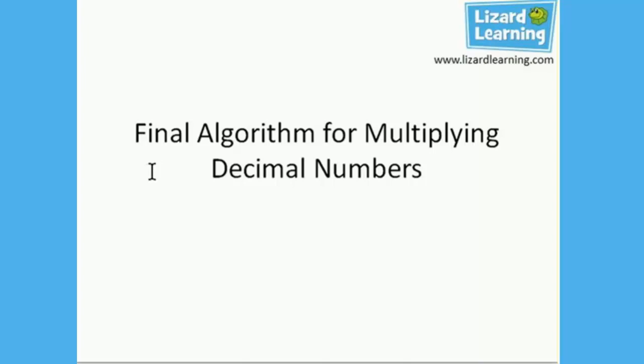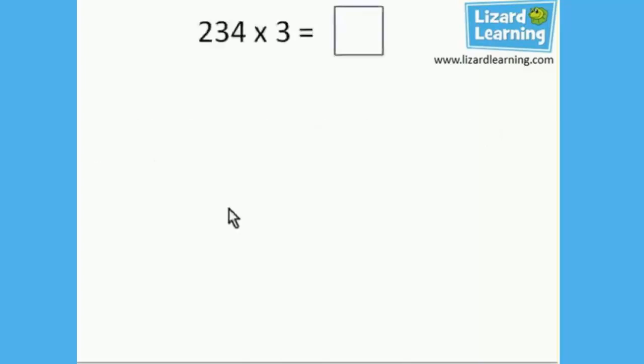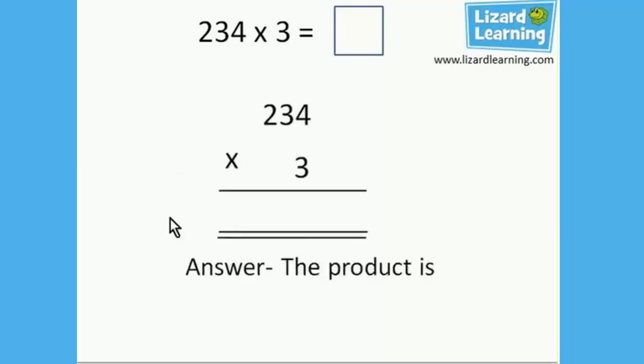Alright, final algorithm for multiplying decimal numbers. Here we have a 3-digit number multiplied by a single-digit number in a number sentence. This is the problem that maybe the teacher's given you. You should set it out something very similar to this. As you can see, set out beautifully, everything's underneath each other in the houses. That's another thing you must know, the houses of numeracy. And there we have at the bottom the answer.